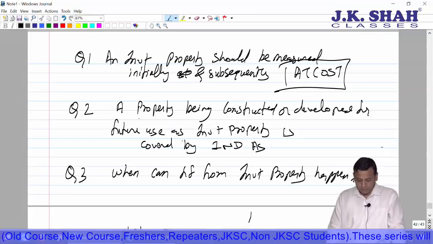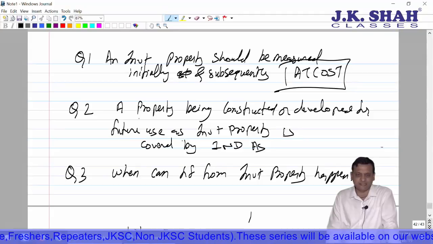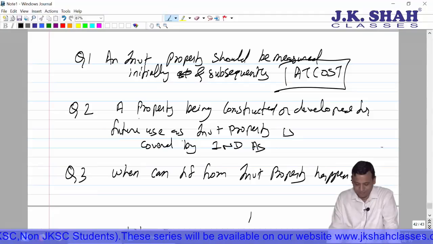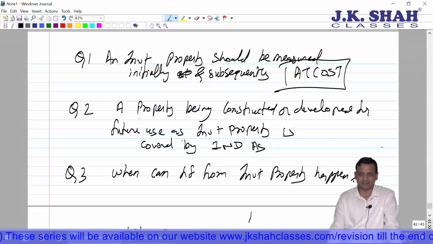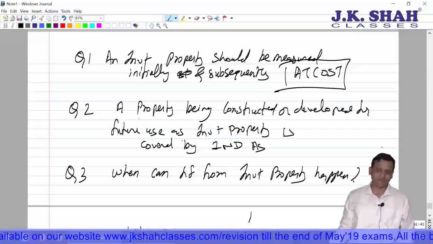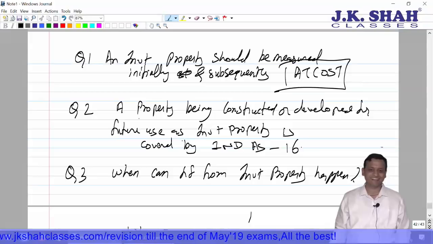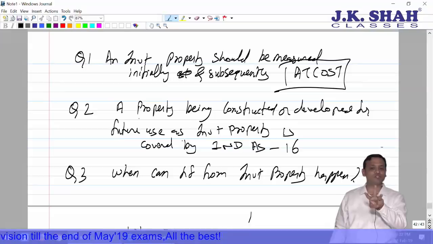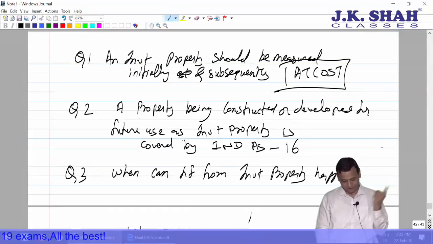A property being constructed or developed for future use as investment property is covered by which Ind AS? I'm constructing something. Very good, it will be covered by Ind AS 16. That's why, when I talked about initial recognition, we didn't talk about three areas. We talked only about two areas, cash and exchange, because it is covered.